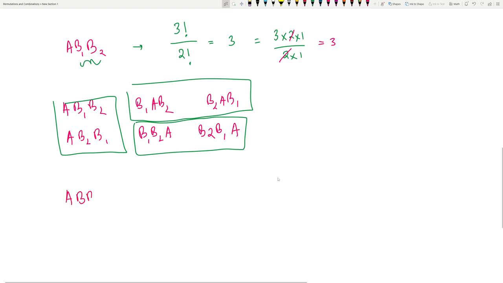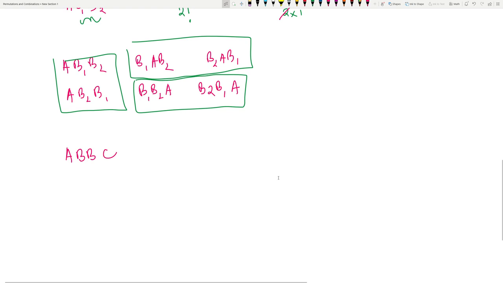So we can apply the same concept elsewhere. Like check this, A, B, B, C. In total you have 4 letters, so I'm going to go for 4 factorial, but we have 2 repetitions, so I'm going to divide that by 2 factorial. So that is going to be our answer. 4 times 3 times 2 factorial over 2 factorial, so we get 12.